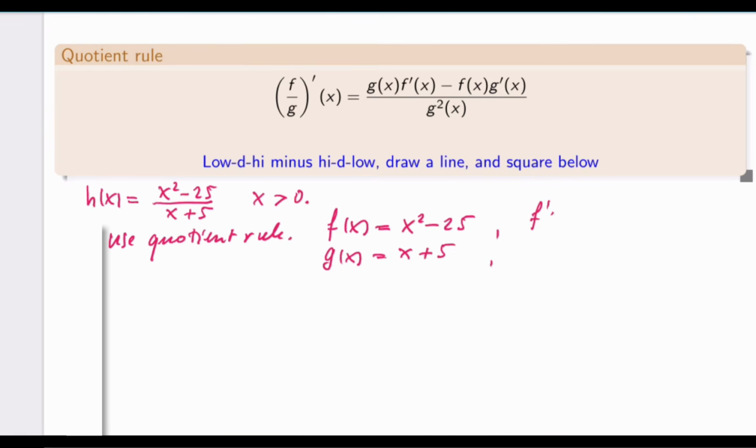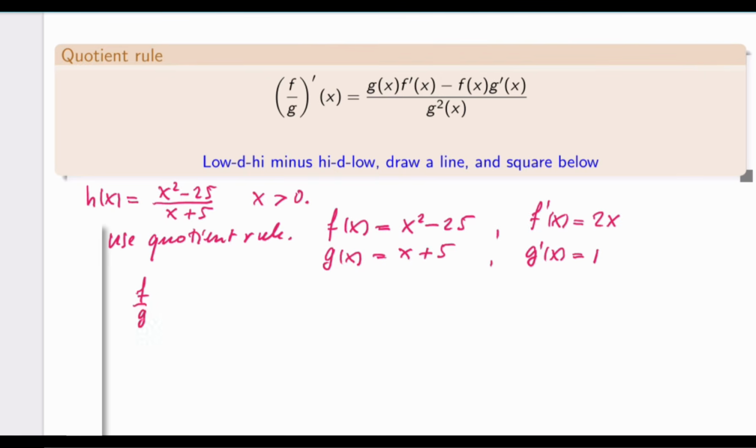So f prime of x, right? The derivative of x squared is 2x from the power rule. The constant 25, the derivative is 0, disappears. g prime of x is 1, the derivative of x is equal to 1, and the derivative of 5 is 0. So these are the two derivatives. Now we can use the formula.